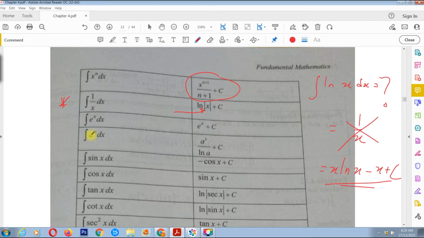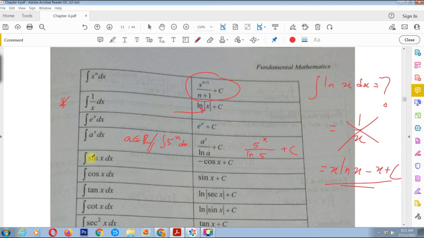If we integrate a to the x, a is a number, we need to define that this is a real number. For example, integrate 5 to the x dx, and you will get 5 to the x over ln 5 plus c. You put the example here so it's not confusing; if not, you confuse what a actually is.